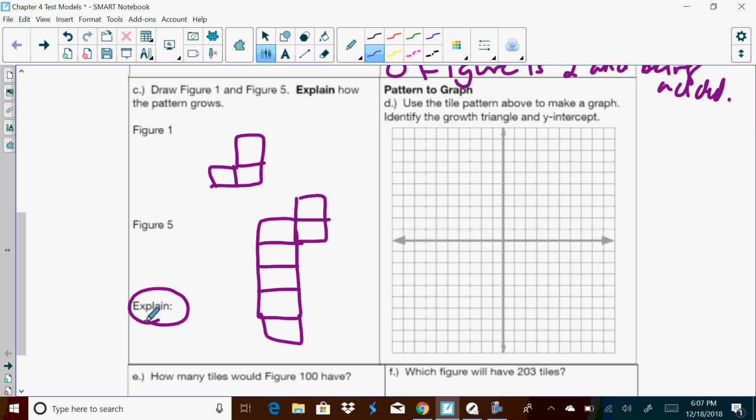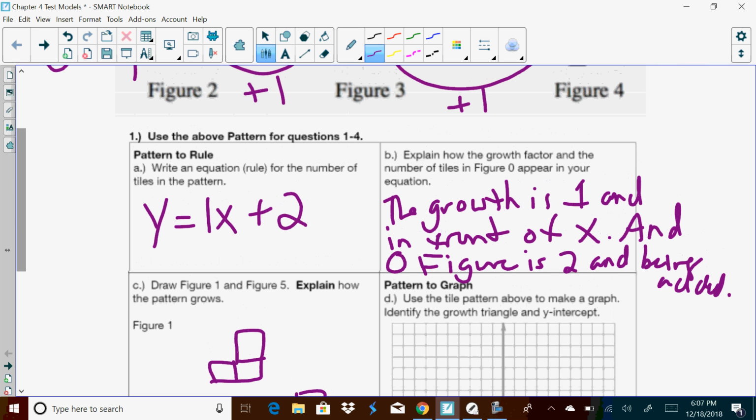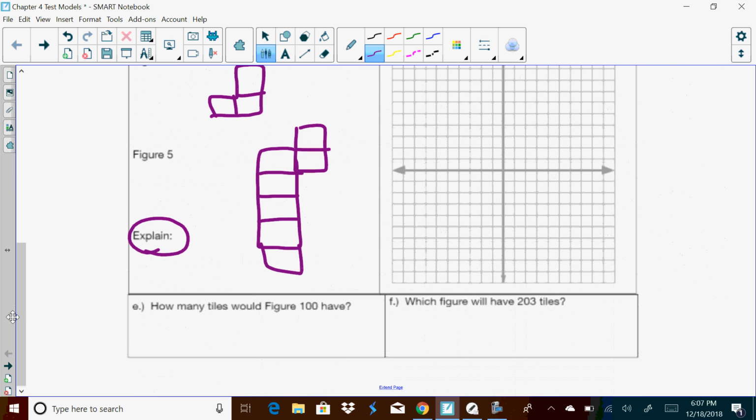So then it says, use the tile pattern above to make a graph. So I'm going to actually use my rule. So I know that I'm going to start at +2, but I'm going up and over 1 each time. So this is what my graph will look like.